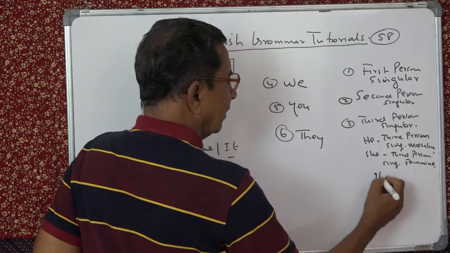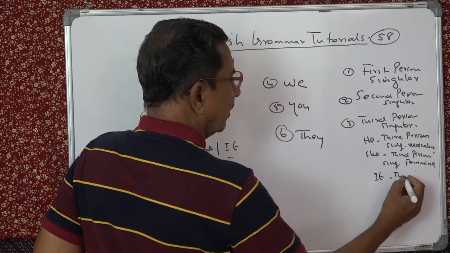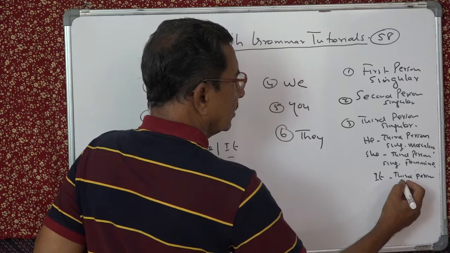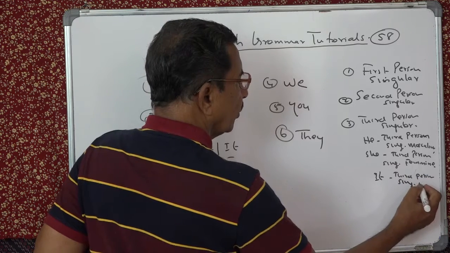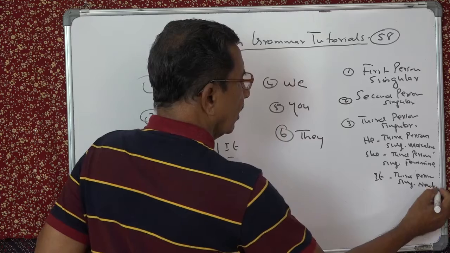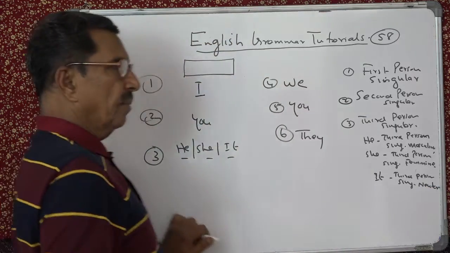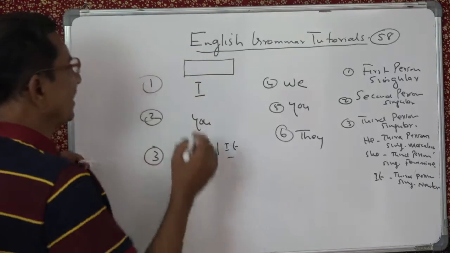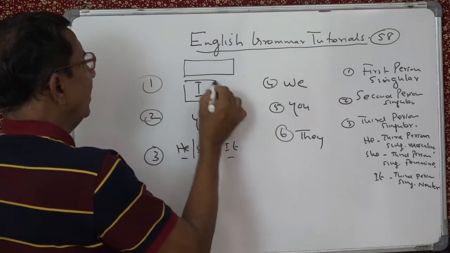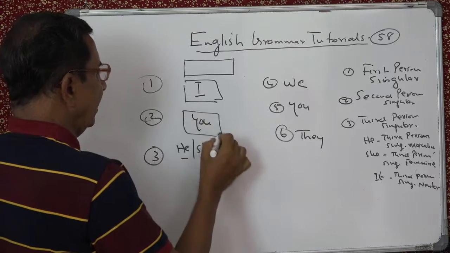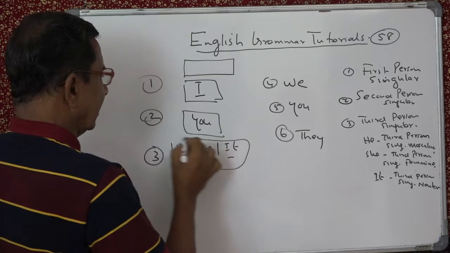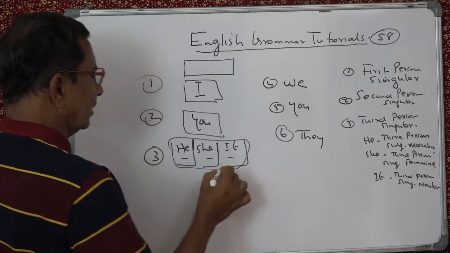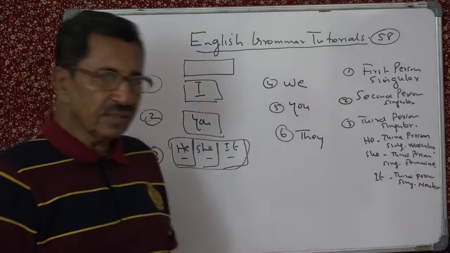And it: third person singular, neutral. Neutral means neither masculine nor feminine. So you have labels like this. This has a label, another label, another label. Three labels here, 1, 2, 3. See that? So what do you call this?